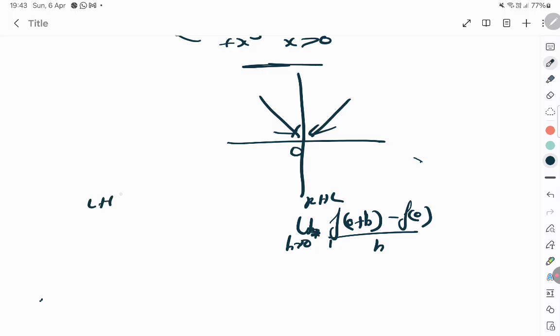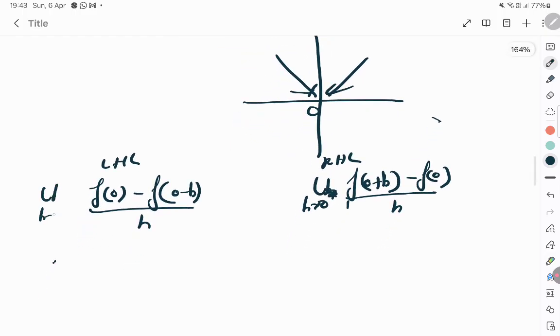For the left hand limit, what is the slope? f of 0 minus f of 0 minus h. That's all. Don't write h or anything there. It's minus h. So just write f of 0 minus h by h. Let's keep it as h only in this. So then limit h tends to 0.